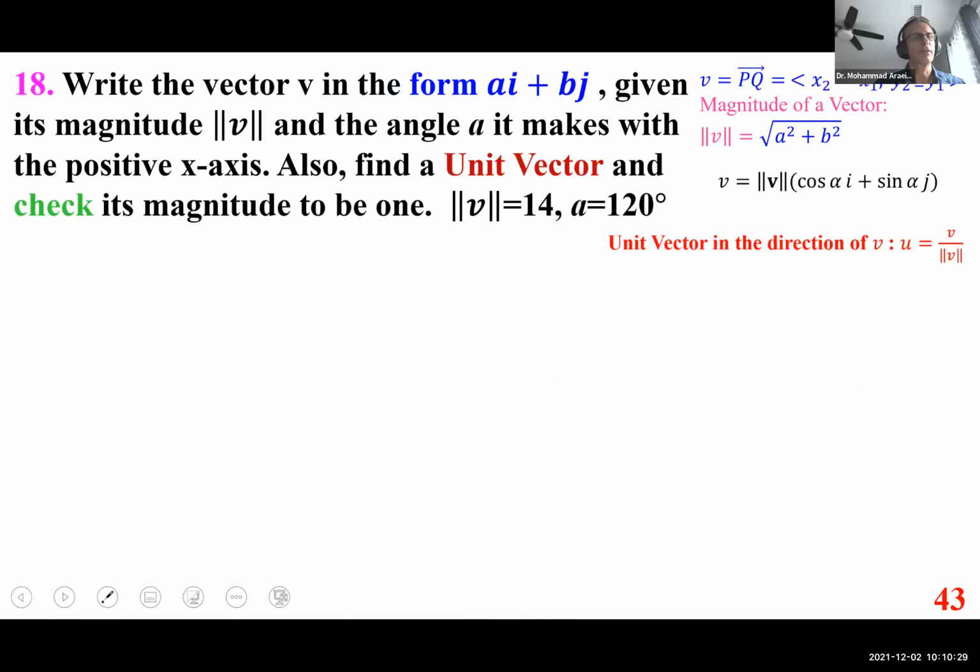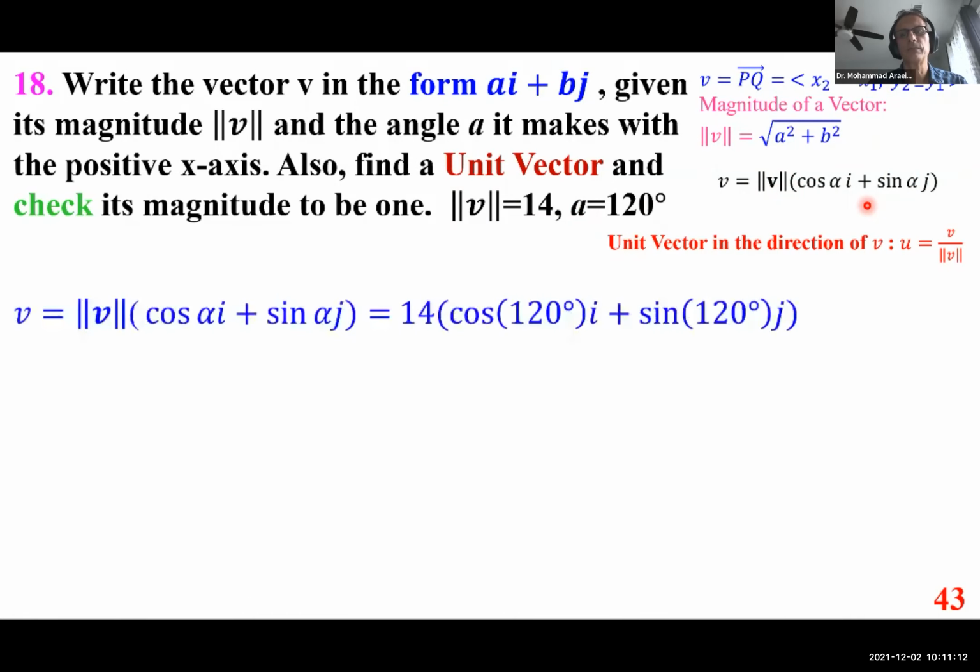Could you please read this? Write the vector v in the form ai plus bj, given its magnitude and the angle alpha it makes with the positive x-axis. Also find a unit vector and check its magnitude to be 1. Magnitude equals 14 and alpha equals 120 degrees. Perfect. And so we already know how to tackle this. We have the formula here. We just plug in, the magnitude is 14 and alpha is 120 degrees.